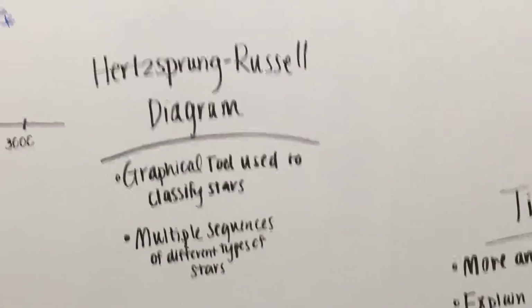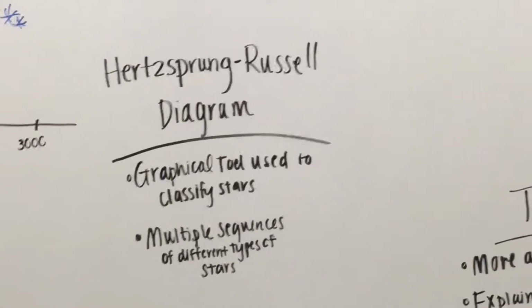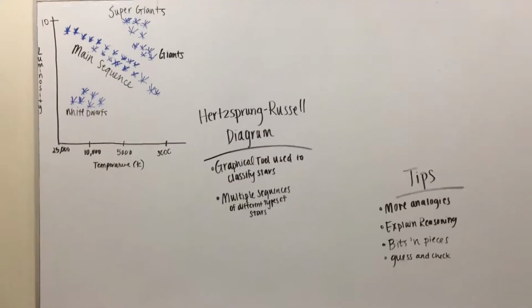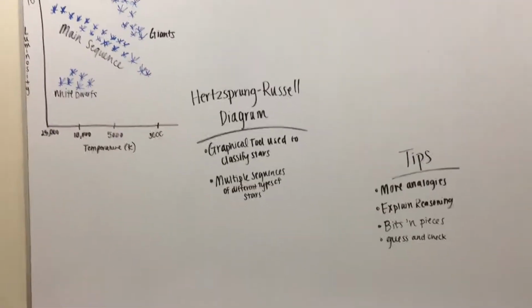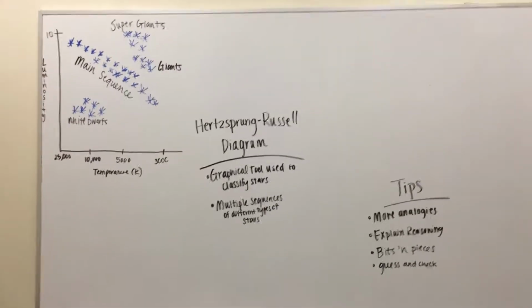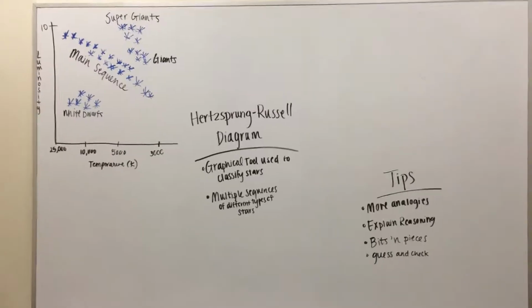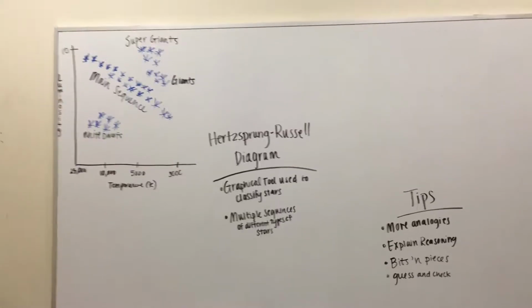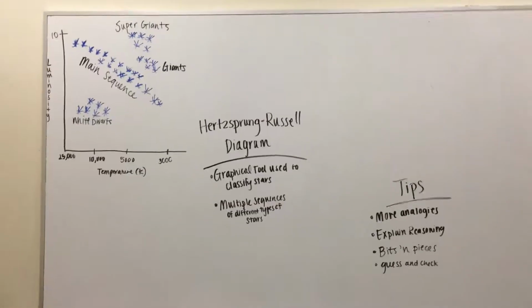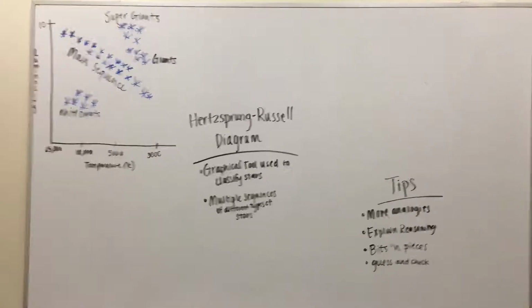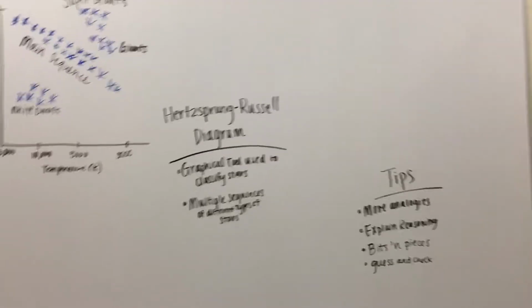Okay, so this is the Hertzsprung-Russell diagram, also known as the HR diagram. It is a graphical tool used by astronomers to classify stars based on things like luminosity, temperature, color, that kind of stuff. It has multiple different sequences of stars, as you can see, like the main sequence, white dwarfs and supergiants. They're all classified based on different attributes such as their mass, temperature, color, that kind of stuff.